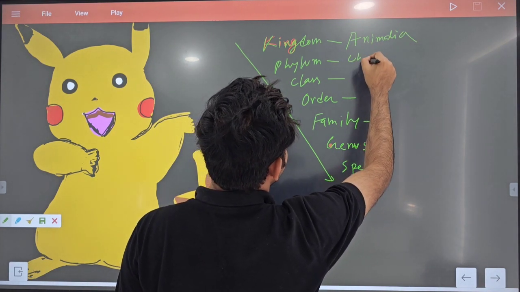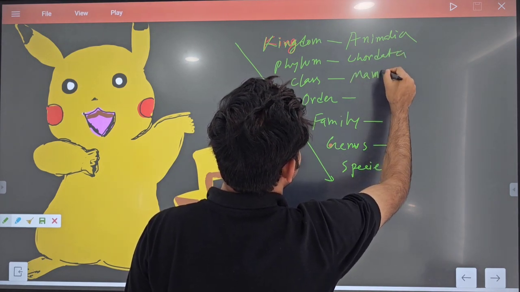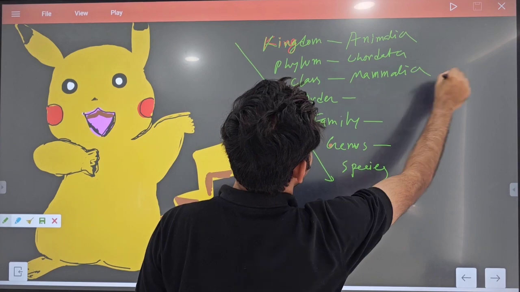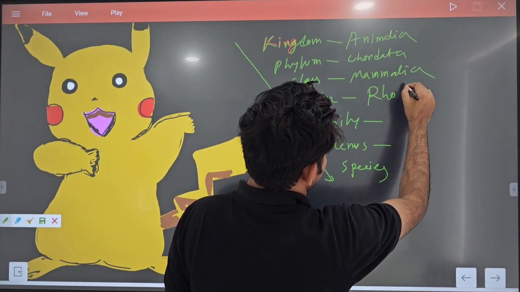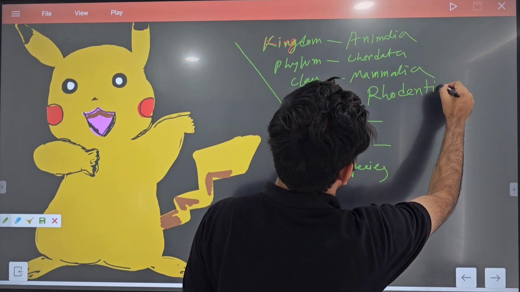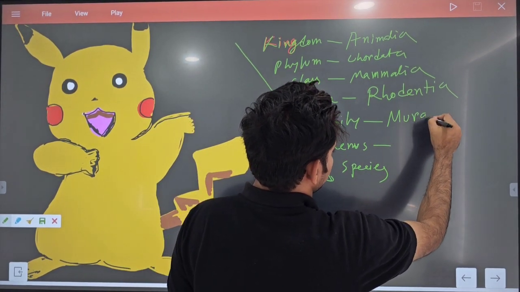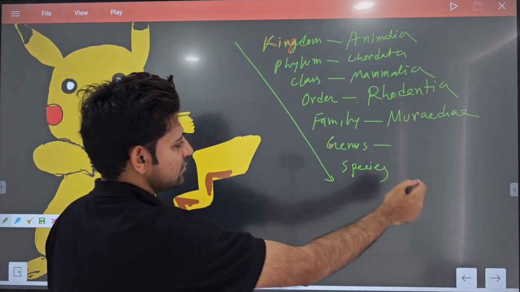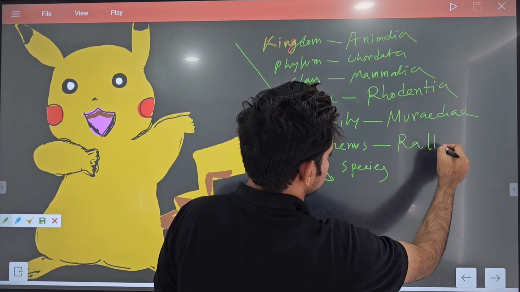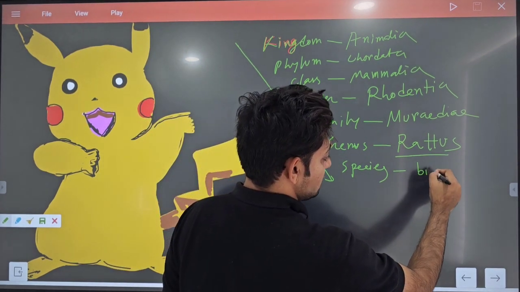Animalia, phylum, Chordata, class, Mammalia, order, Rodentia, family, Muridae, genus, Ratus, specific epithet, Biswajitian.